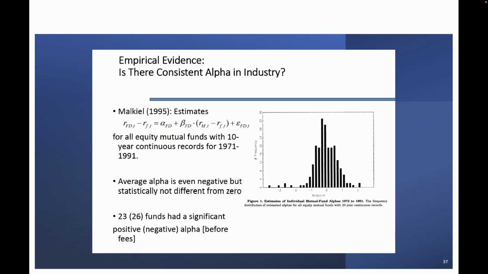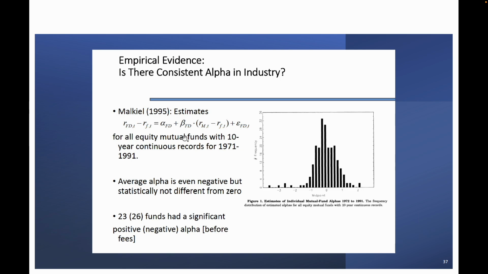Okay, there's Malkiel, a professor at Princeton. He was a professor in 1995. He did regress the return of a fund minus the risk-free rate, so that's the realized premium, on the market premium to estimate the beta, the alpha, that's the intercept of the regression, and then he gets an epsilon.